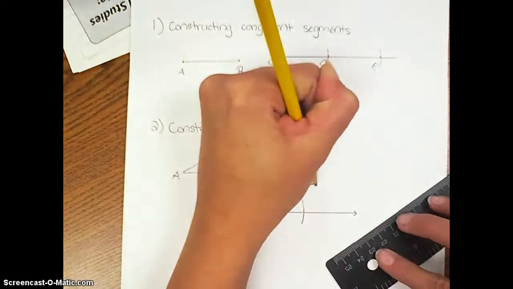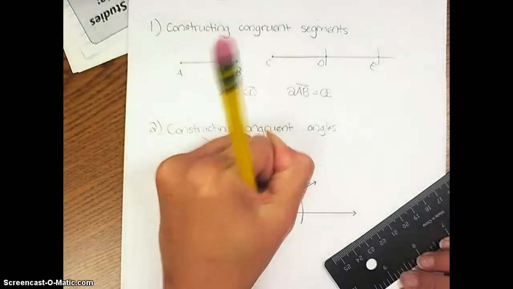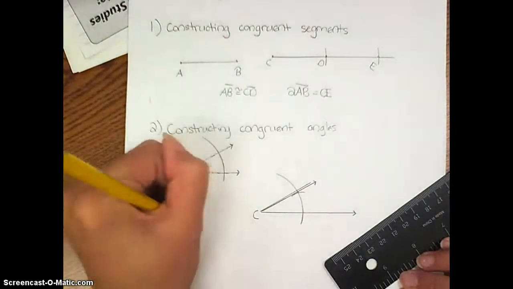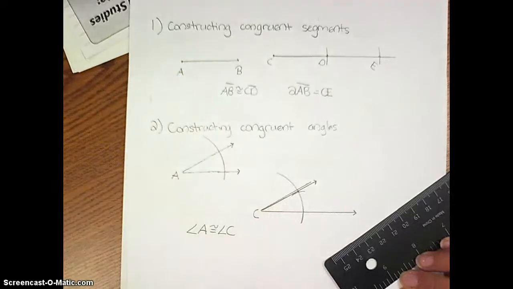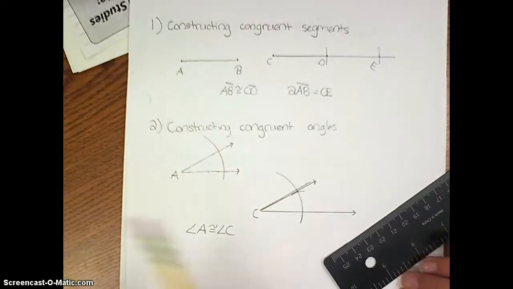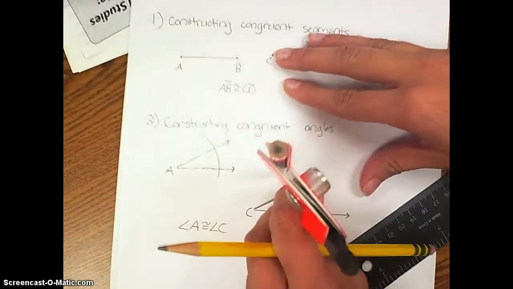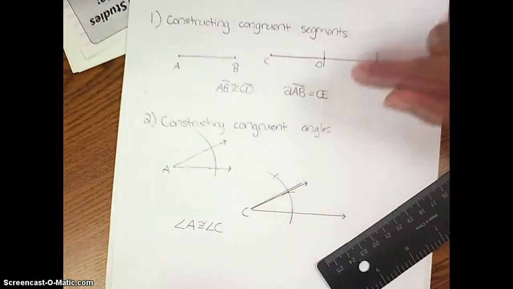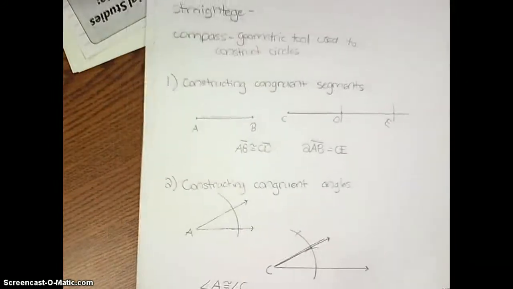Okay. And so now I have two angles that are congruent. We'll call this one angle C. And I know that angle A is congruent to angle C. And again, if I wanted to do multiples of that angle, I could then just come up again and make another arc and connect that, and then I'd have twice angle A. Okay, moving on.